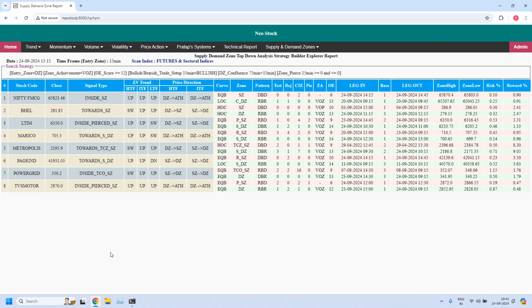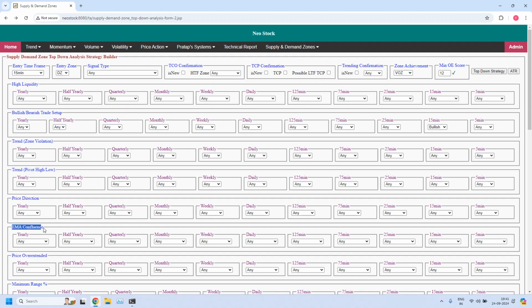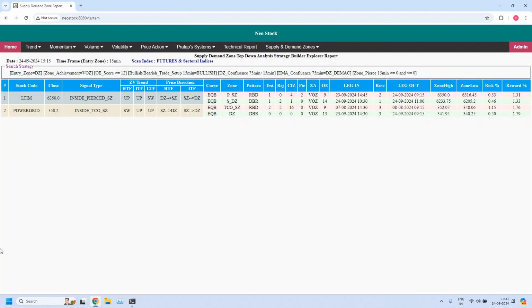Even to further have more probability, let's verify EMA confluence. Because ITF trend is uptrend, the ITF is 75 minutes. If any of these 75 minutes demand zones are having daily EMA confluence, it's a high probability setup. The 75 minutes demand zone with daily EMA confluence. I enabled the filter. Now let's verify. 2 stocks are filtered. So these 2 demand zones are having a high probability.